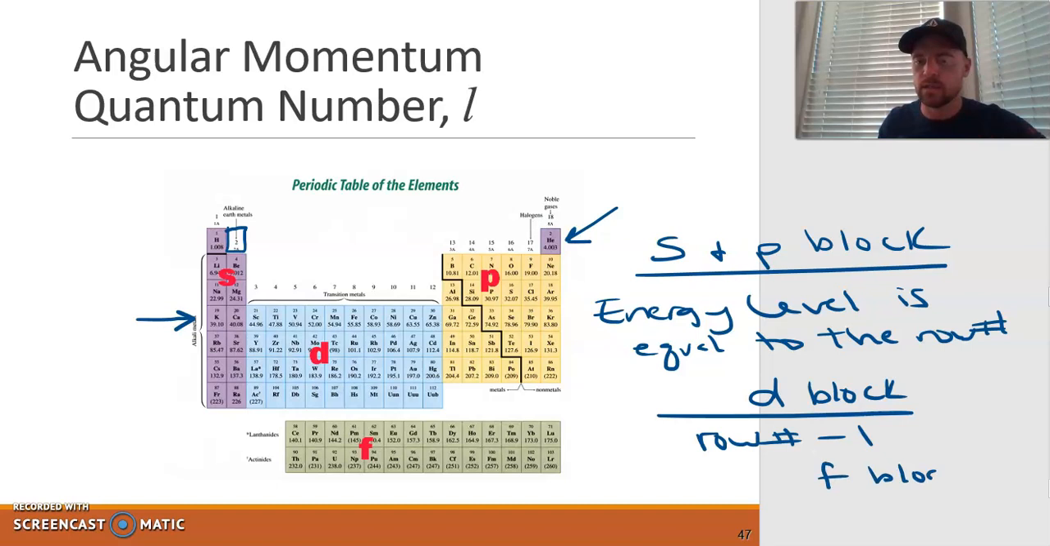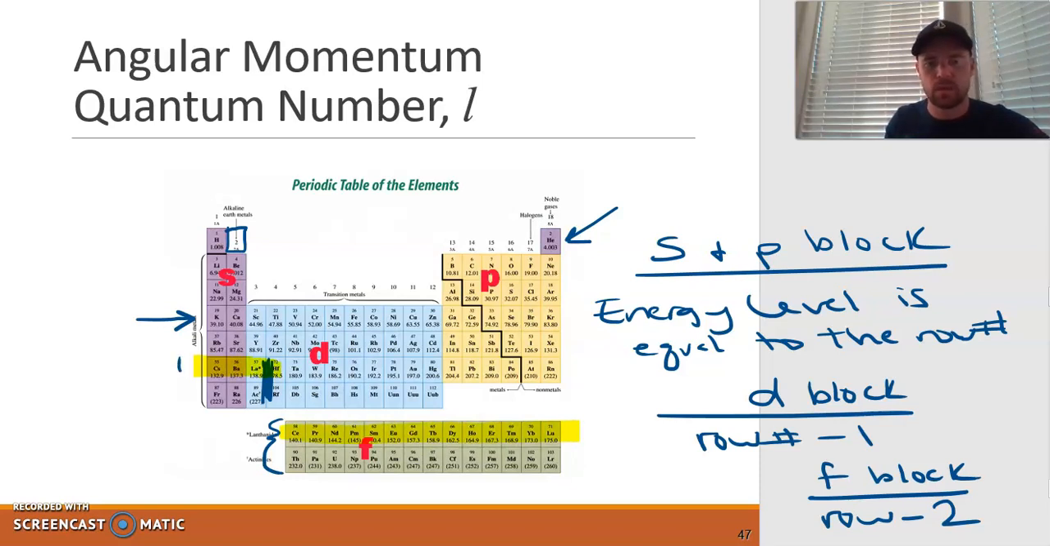Finally, the F block is going to be the row number minus 2. And remember that these elements here actually fit right in between here. So this block of elements here are actually sandwiched right in between here, which corresponds to row number 6. So if it's row number 6, this would be the fourth energy level. And this block of elements here are sandwiched right in between here, which corresponds to being in row 7. So since it's row 7, it will be the fifth energy level. Like I said, it'll make more sense when we get to electron configurations, but it seemed like a good time to bring it up so we have it at least in our notes.